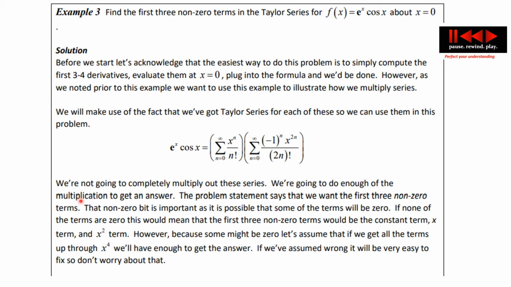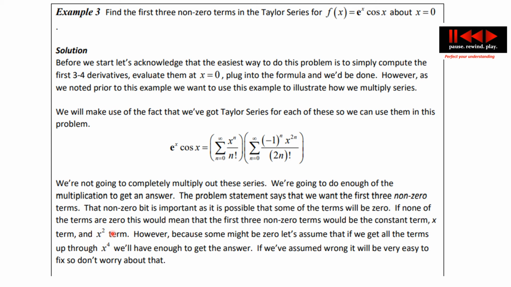Now, we don't have to completely multiply out these series, but we have to think about how this will happen. And so we're going through enough of these steps of the multiplication to get an answer. Now the problem statement says we want the first 3 non-zero terms. That non-zero bit is important because it's possible that some of these terms will be 0. When you're multiplying through, you're taking powers of x to the n times powers of x to the 2n. So some of these will be odd numbers, all of these will be even numbers, and we really want to just get the ones that are non-zero.